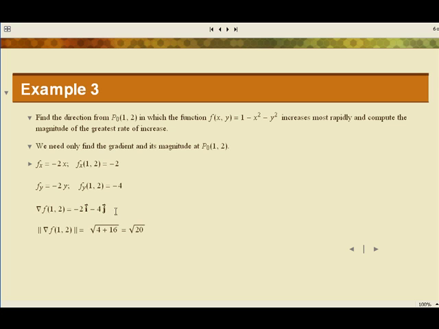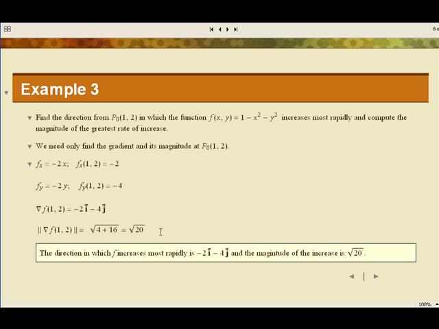We do need the length though, so the length is going to be the square root of this negative 2 squared, which is 4, plus negative 4 squared, which is 16, so that gives me square root of 20. Once I've got that, that's it. The direction in which it increases most rapidly is negative 2i minus 4j. The magnitude of the increase is square root of 20. So this is just a basic question about what is the gradient and what is its size, just phrased a little bit differently.